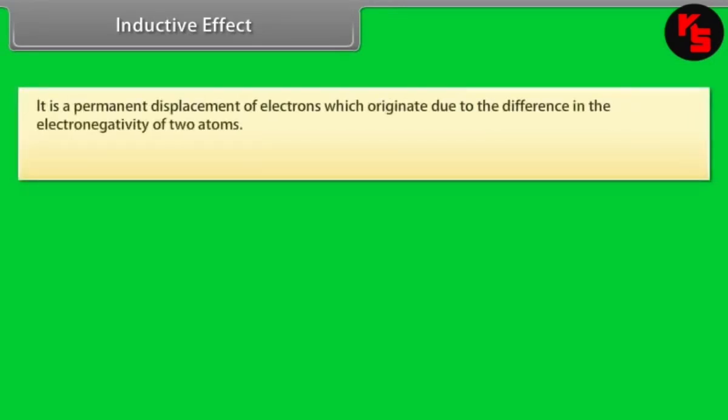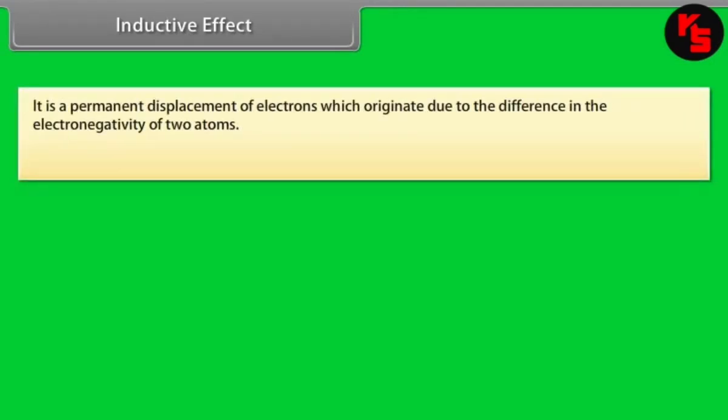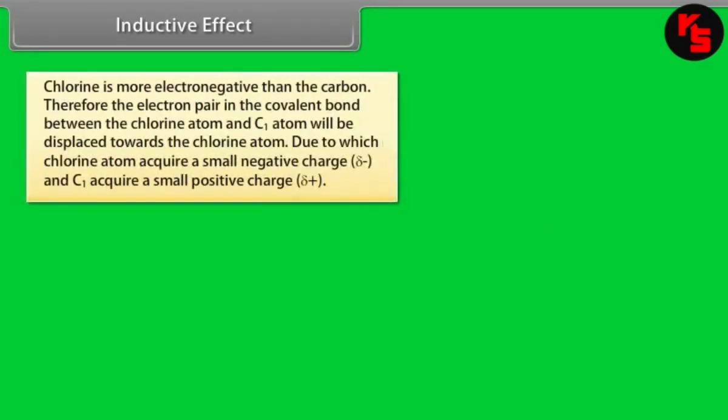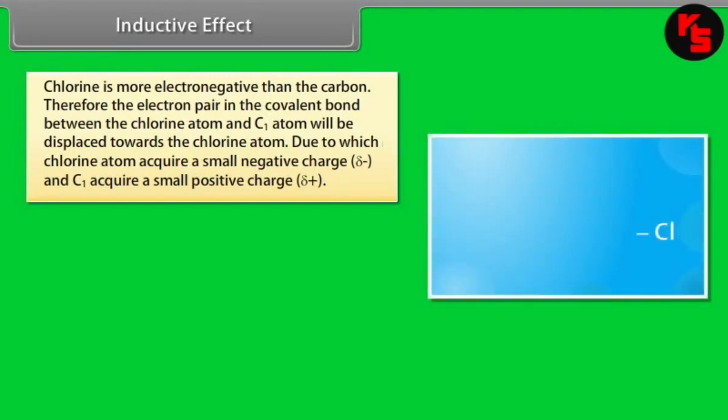Inductive effect. It is a permanent displacement of electrons which originates due to the difference in the electronegativity of the two atoms. Let us consider a chain of carbon atoms in which the terminal carbon atom is joined to a chlorine atom. Chlorine is more electronegative than carbon. Therefore, the electron pair in the covalent bond between the chlorine atom and C1 atom will be displaced towards the chlorine atom, due to which the chlorine atom acquires a small negative charge and C1 acquires a small positive charge.